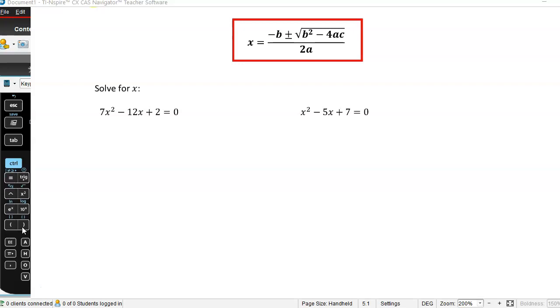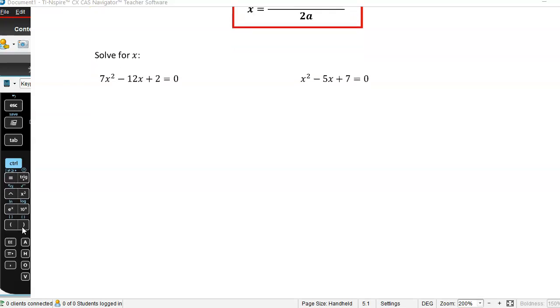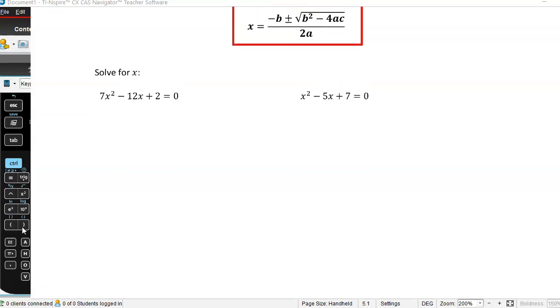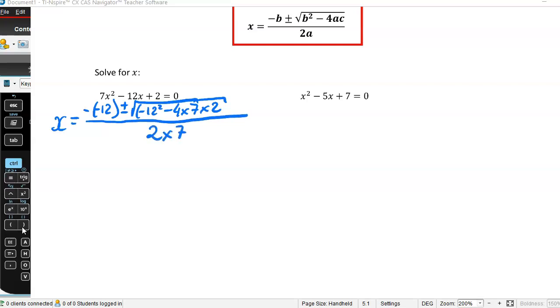Here I've got 7x squared minus 12x plus 2 equal to 0. I've got the formula there. So x equals negative 12 plus or minus the square root of negative 12 squared minus 4 times 7 times 2, divided by 2 times 7.